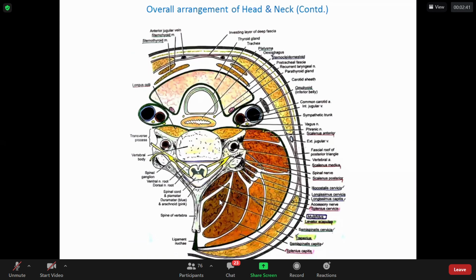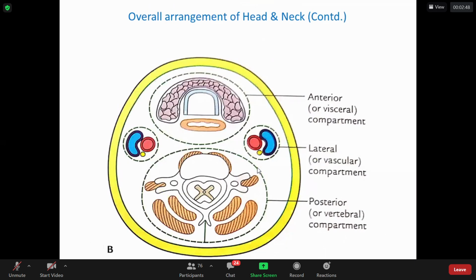Now you can see it. Okay. These three pictures, as we have discussed, are the overall arrangement of the head and neck.